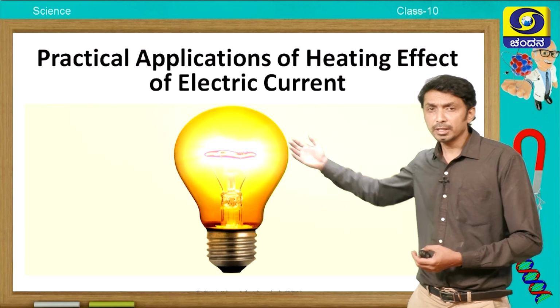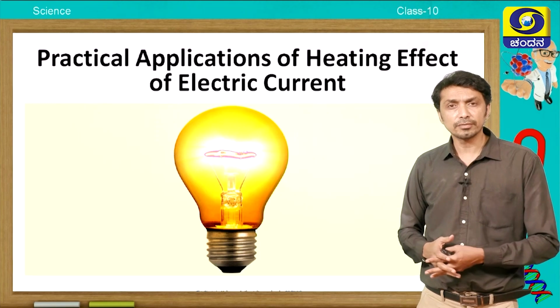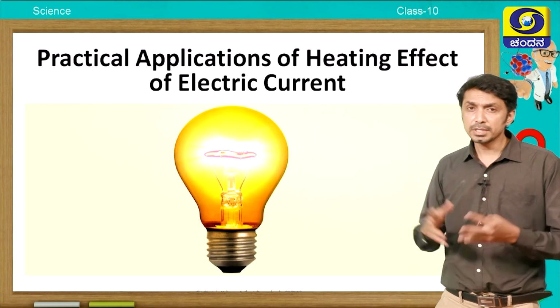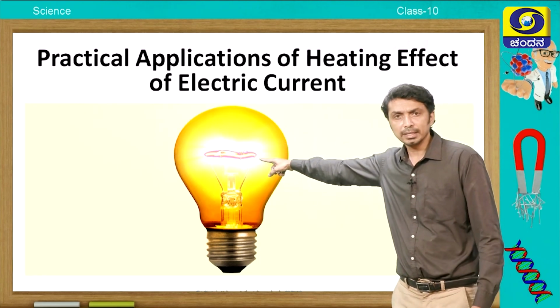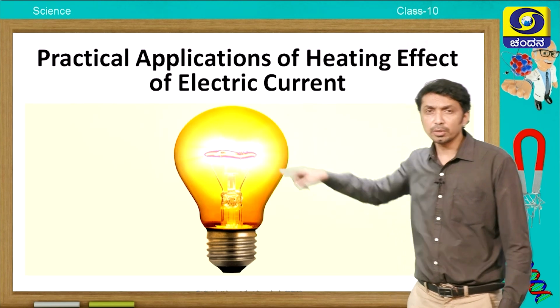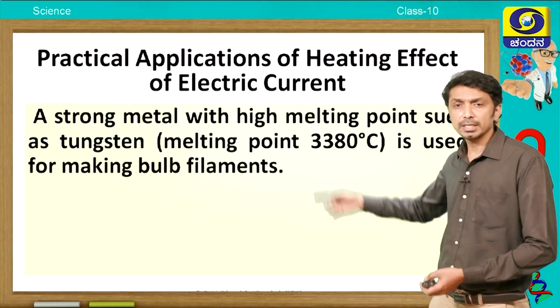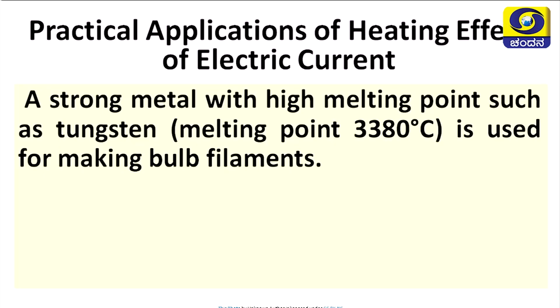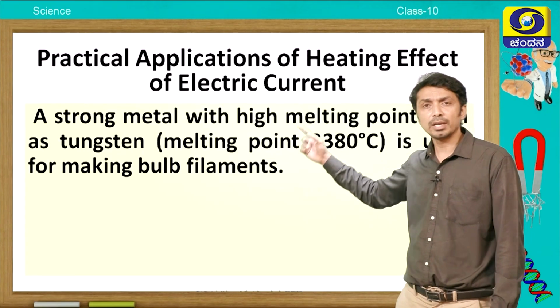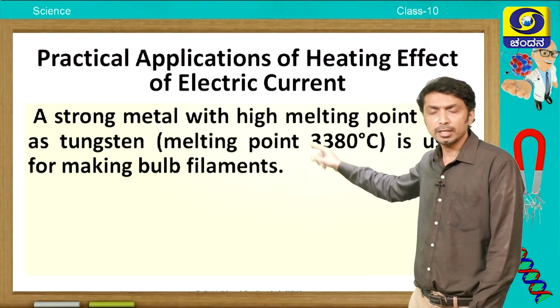And children, this bulb also functions on the heating effect of electricity. Which is the part in the bulb which gets heated up? Yes, you are right, it is the filament. And you must be knowing that the filament has a very high melting point, that is 3380 degrees Celsius. So, they use metals which have a high melting point because we do not want the filament to melt very easily. Therefore, the melting point should be higher in a filament bulb.